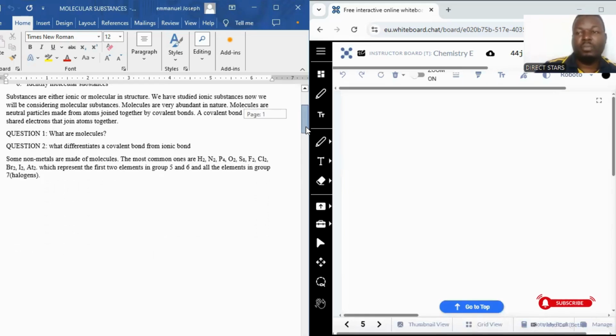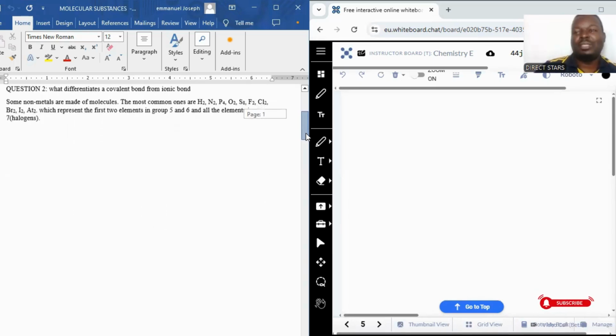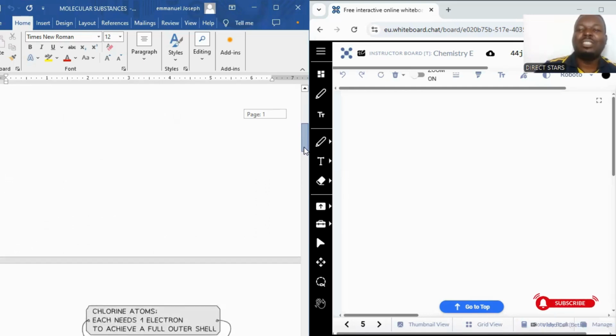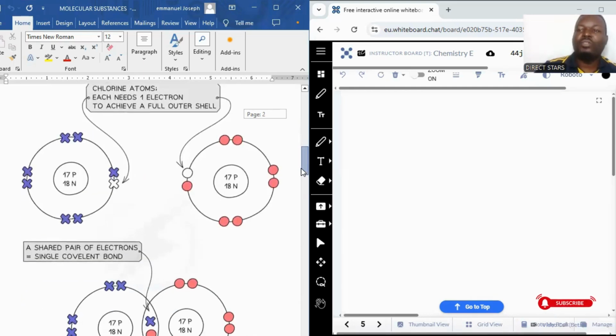Ionic bonds form what we call ionic compounds, while covalent bonds form molecules. They have just one objective, and this objective is to achieve stability. So the first example I'm going to share with us is using the fluorine atom.